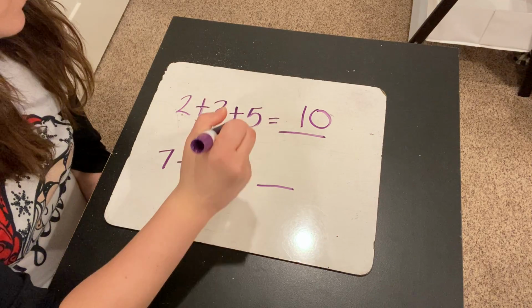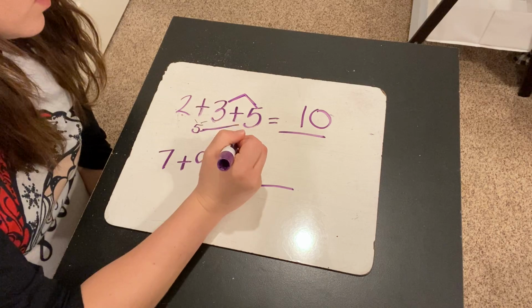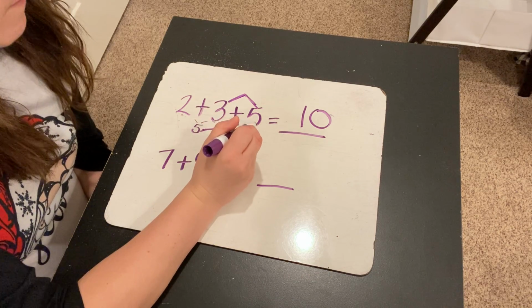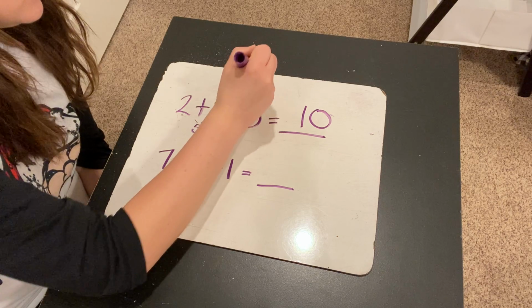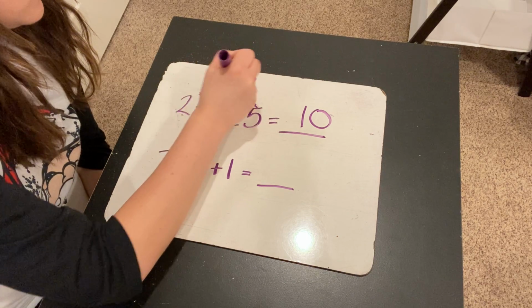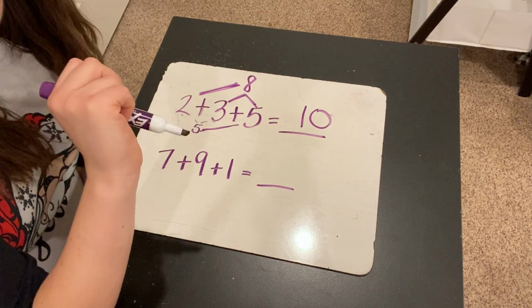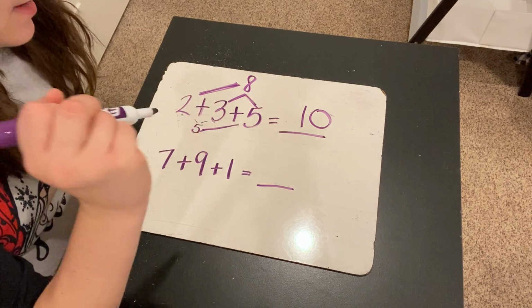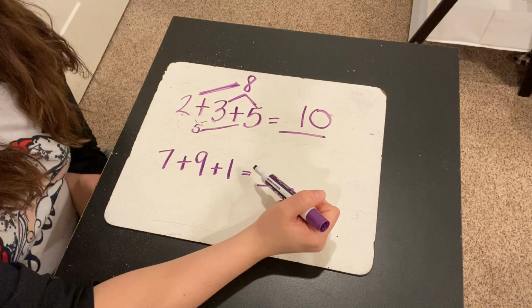Or you may have solved it like this. You may have said, I see there's a hidden double here. In between 3 and 5 comes 4. So 4 plus 4 is 8. And then add 2 more. 8 plus 2, making 10 fact. 8 plus 2 is 10. So either way that you solved that problem, you should have gotten 10.